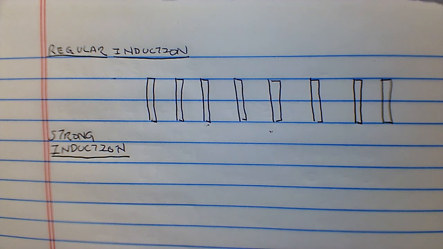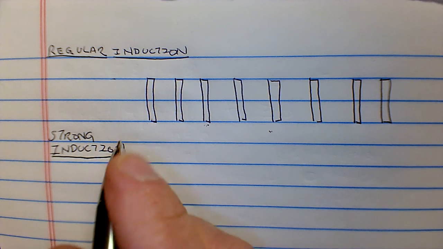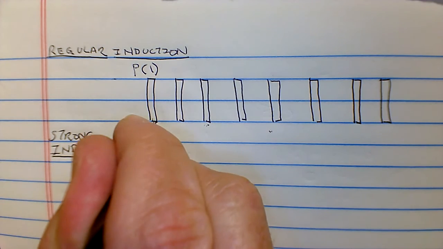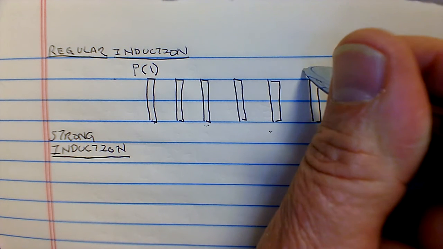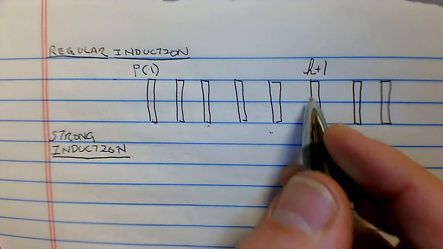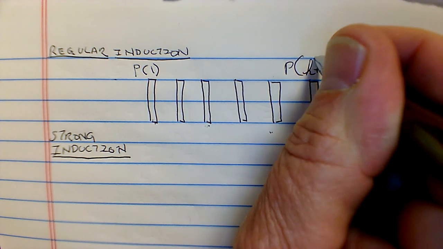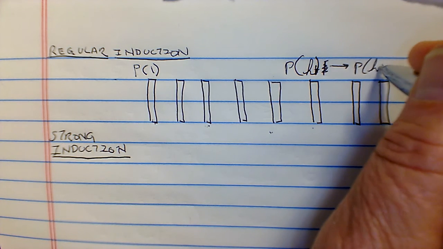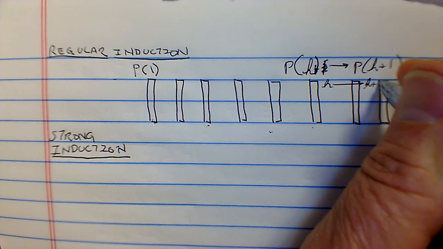We compared this in a classic way to being able to knock down a set of dominoes. When we did regular induction, we did two things. We first of all showed that we could knock over the very first one, and then we picked some domino in the collection, and we said if we can show that it's true for p of k, that we could then knock over p of k plus 1. In other words, if we can knock over the kth one, we can knock over the k plus 1 one.